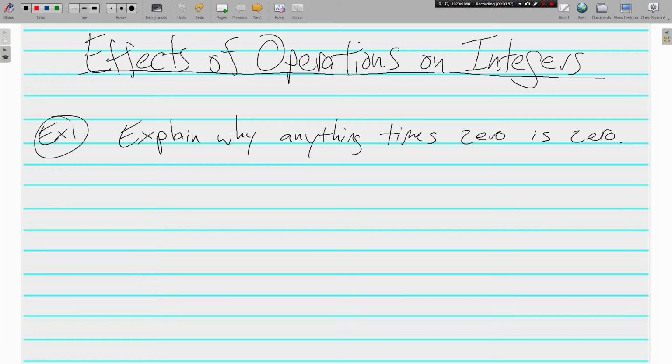I know that you know that any number times 0 is 0. 4 times 0, 0. Negative 10 times 0 is 0. But why? Why is it 0? What do you know about multiplication? What do we know about multiplication that lets us know that this is true?